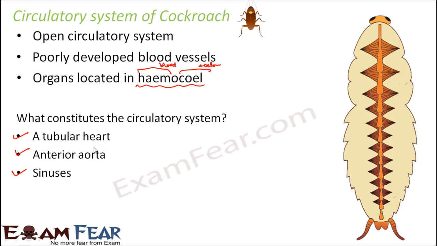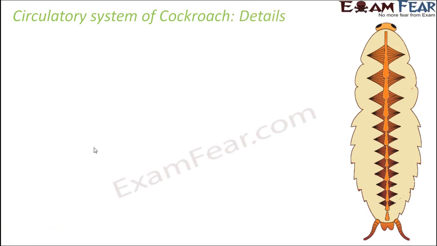As I said, it is not that blood vessels are completely absent, but they are not very well developed. As a result, blood is present in the body cavity. Sinuses are again ill-defined blood spaces. So there are some spaces inside the body where blood is present. We cannot call them blood vessels, but we also need to consider them part of the circulatory system. So we have given them the name sinus. Sinuses are nothing but those ill-defined blood spaces, the spaces inside the body where blood is present. So let us quickly talk about each of them.